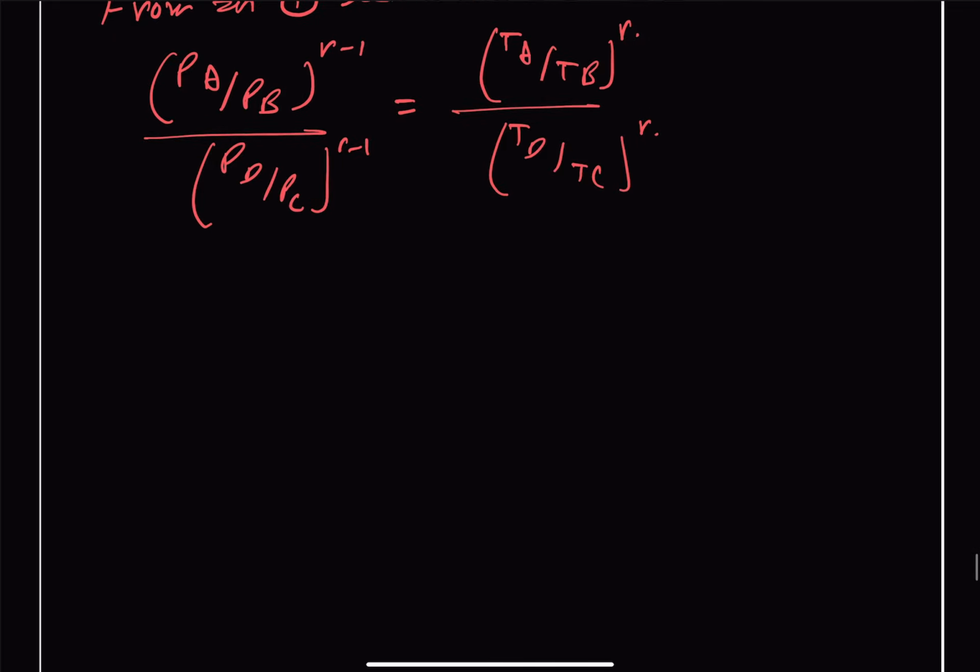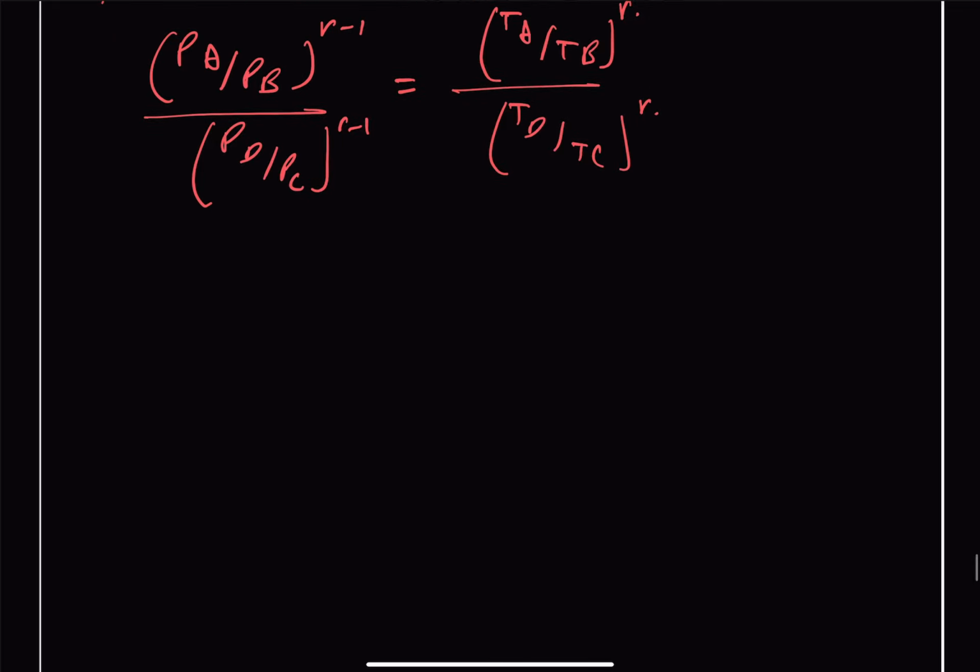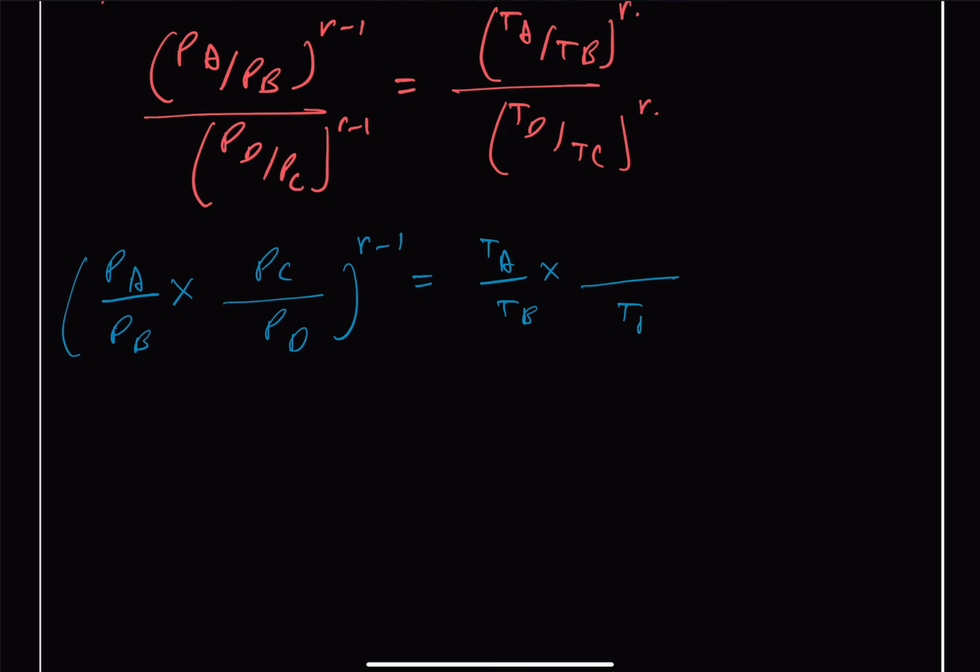Okay, so we get PA upon PB multiplied by PC upon PD whole raised to gamma minus 1 is equal to TA upon TB multiplied by TC upon TD whole raised power gamma.